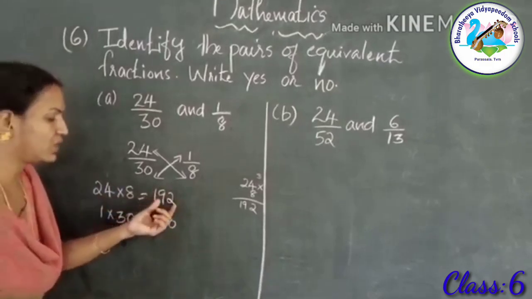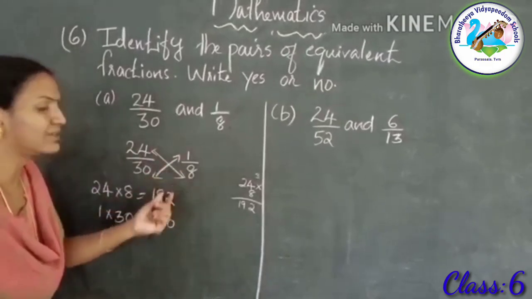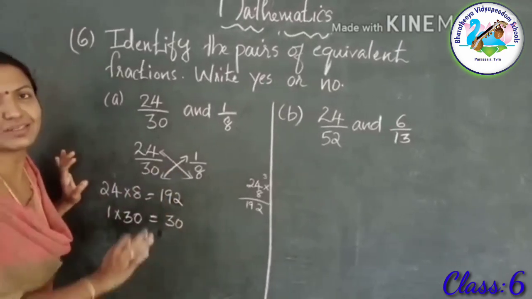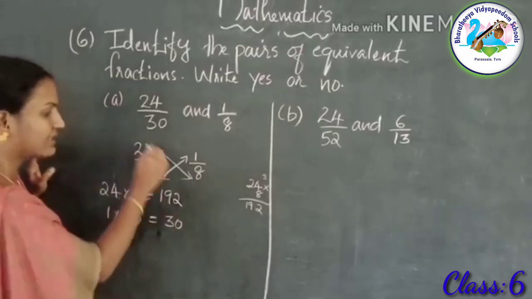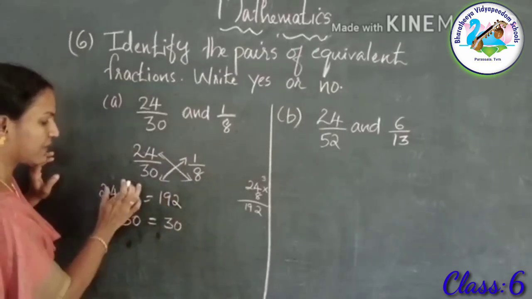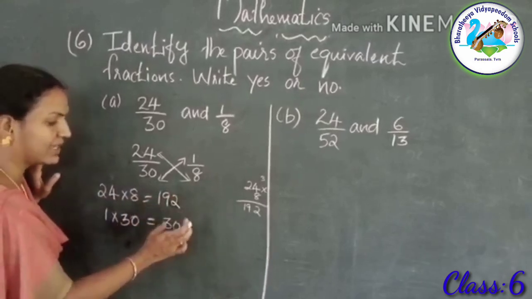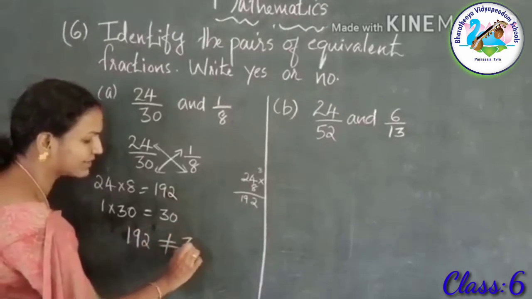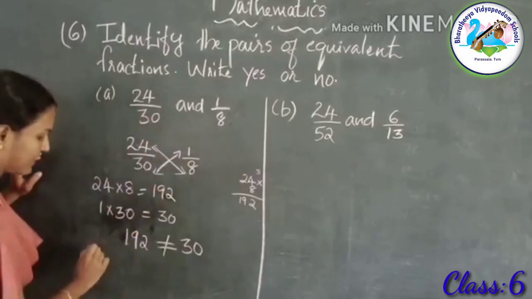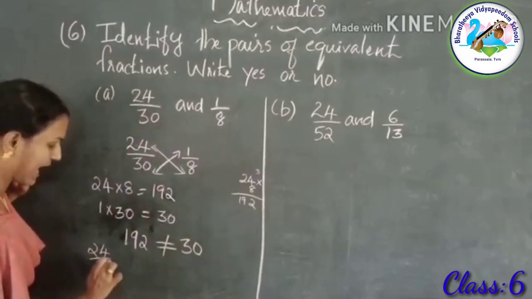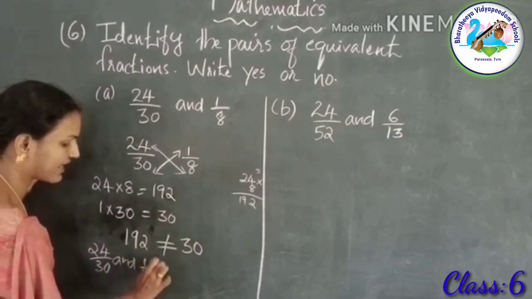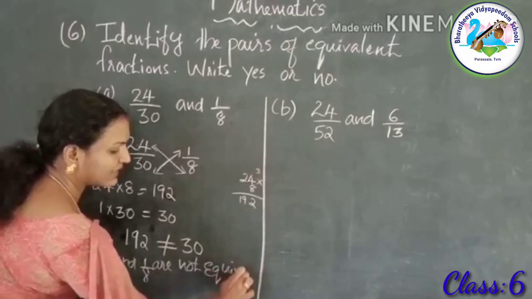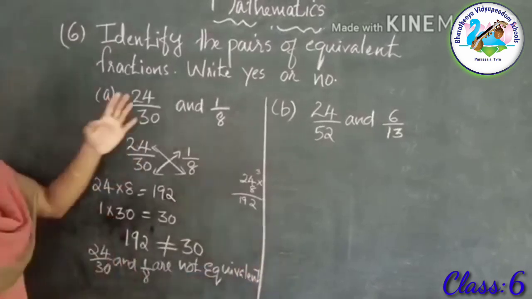So the products are 192 and 30. The cross products are not equal. They are not the same. So the given two fractions 24 by 30 and 1 by 8 are not equivalent.